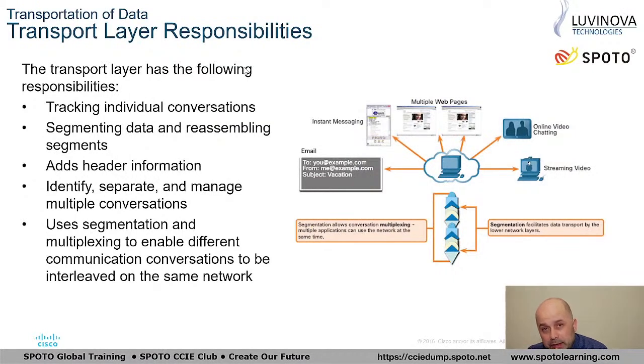Transport layer responsibilities, which is very important to know when you start preparing yourself for the exam. The transport layer has the following responsibilities: tracking individual conversations, which means the transport layer has the reliable function of tracking each conversation. It's opening a session and tracking each conversation, segmenting the data and reassembling the segments. From OSI model experience, you know that at the transport layer it starts a process.